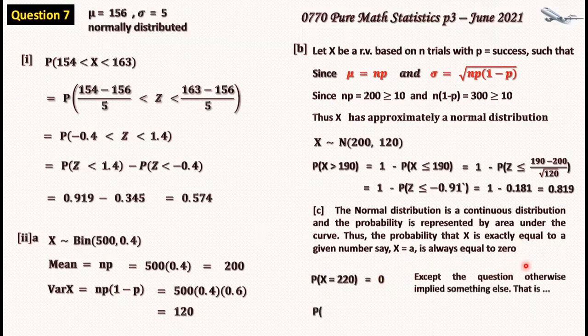And if it's referring to something else, then we may be talking about the probability of X less than or equal to 220, which, converted to the z-score, will give us 0.966. To convert to the z-score, you just have 220 minus the mean, which is 200 here, all over root 120. You get your z-score, the probability of z less than 1.83, and then read your value from the normal tables.